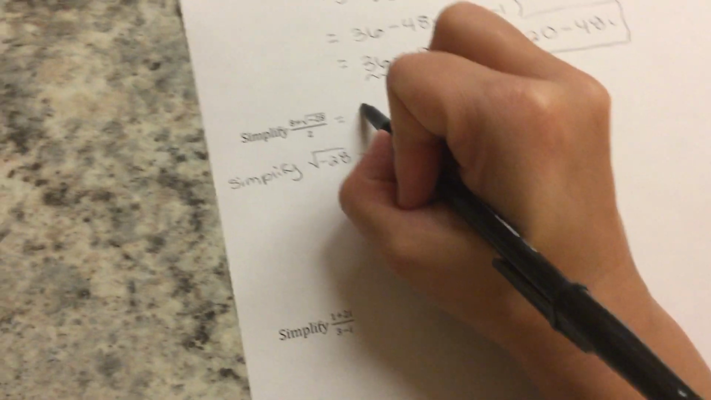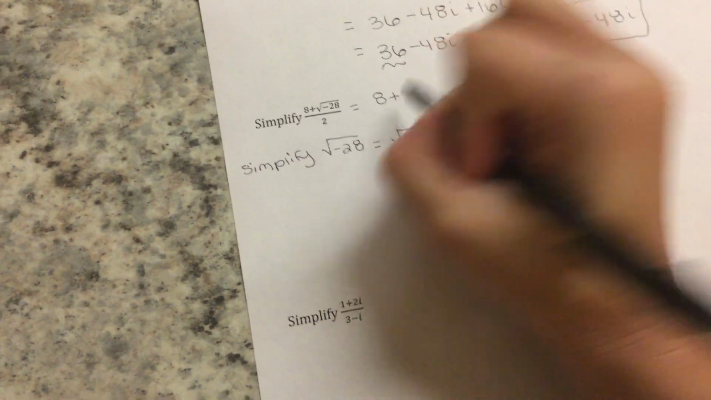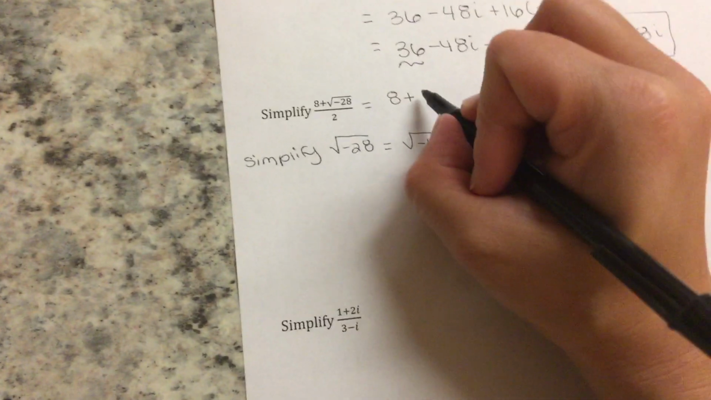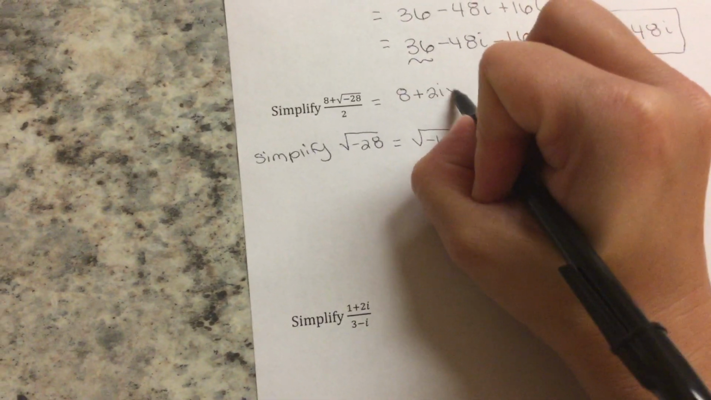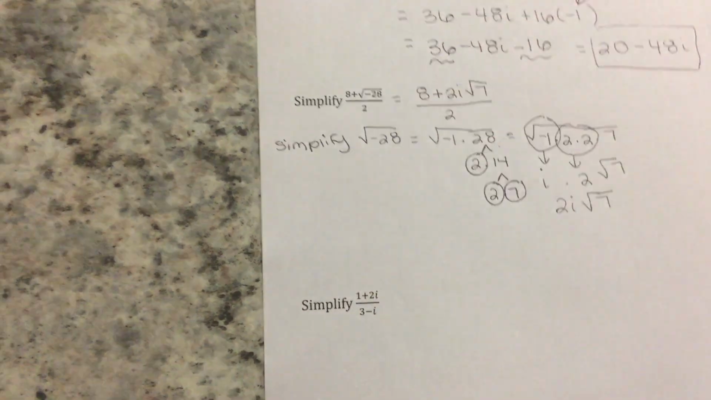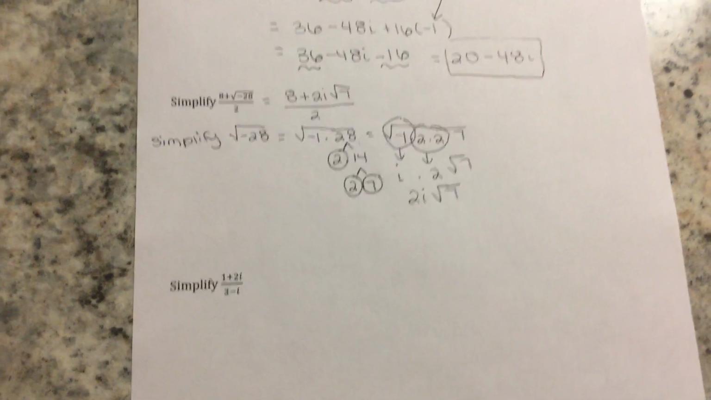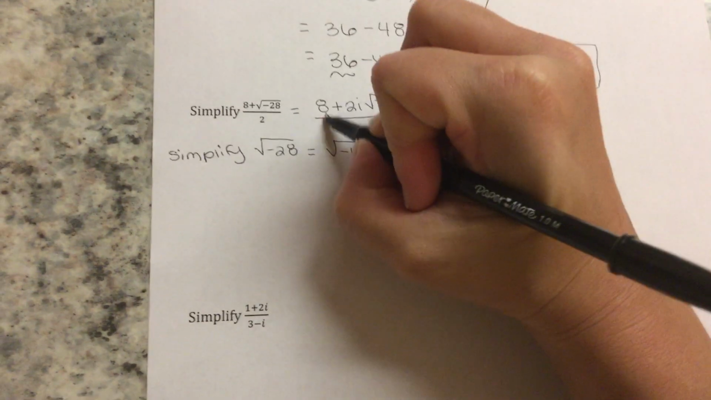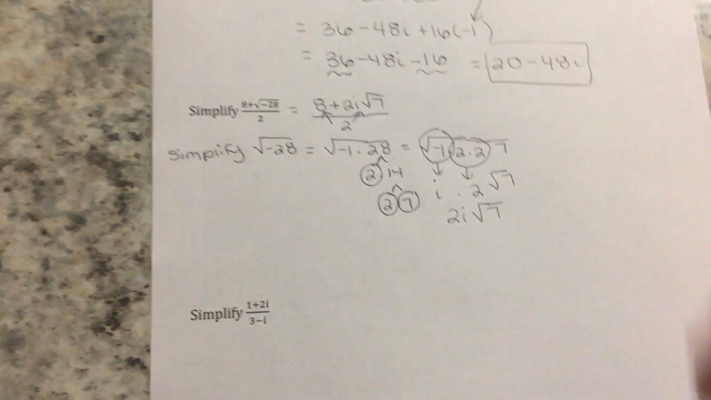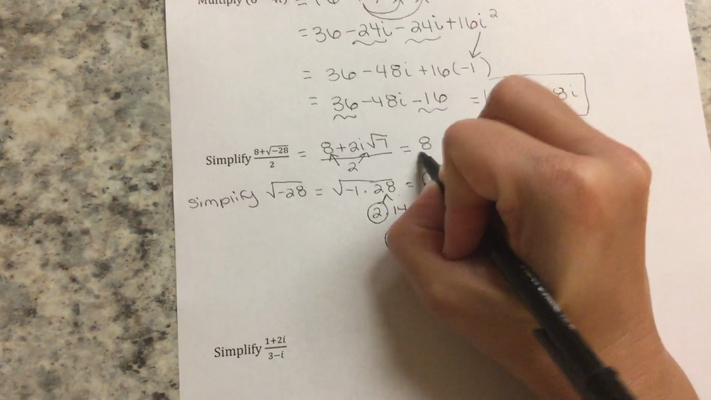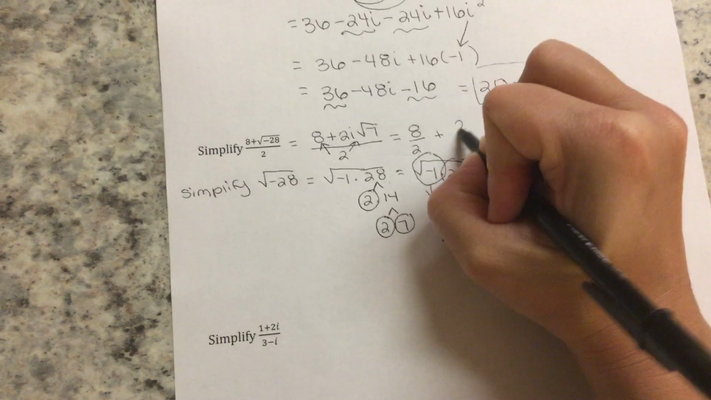So up here I can rewrite it and say, okay, I have 8 plus, instead of the square root of negative 28, I know the square root of negative 28 is 2i square root of 7, all over 2. Notice it's all over 2, so it's all being divided by 2. So my 8 divided by 2 and my 2i square root of 7 divided by 2. To simplify this, I'm going to write them each as separate fractions.